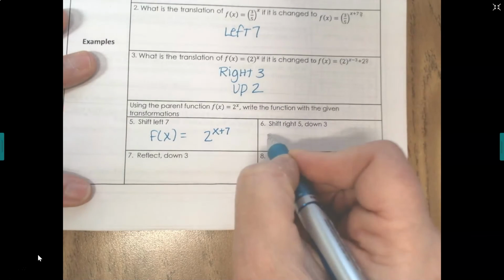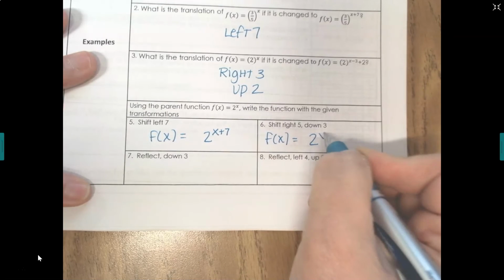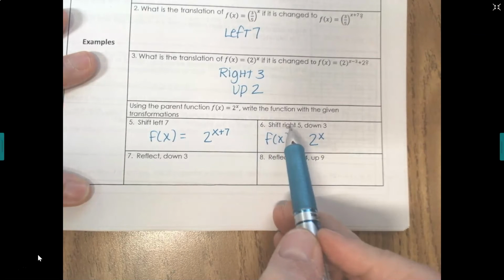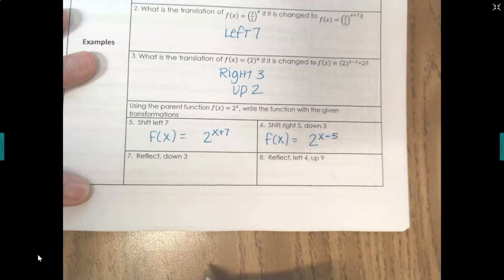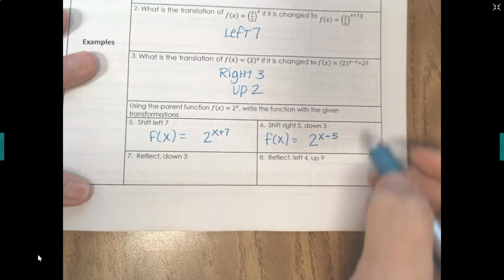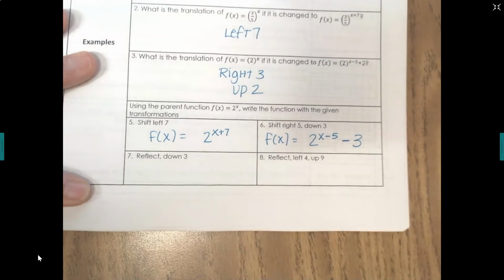Let's try it again for number 6. We'll have f of x equals, this is what we're transforming. This says shift right. Well, if left was positive, right is negative. Right 5. And then down 3, up and down is off the end. That's a minus 3 on the end.